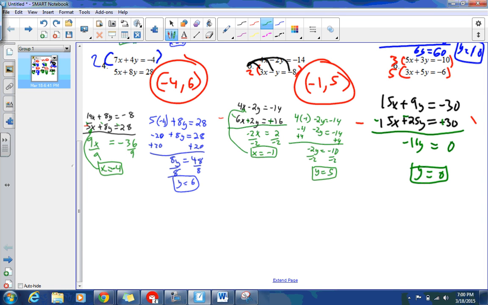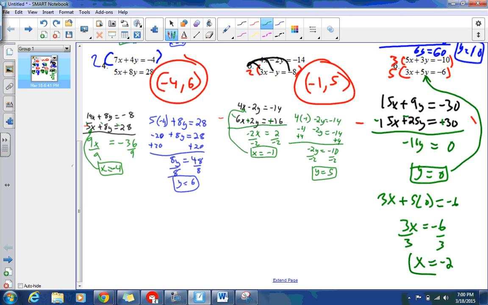And let's take that and plug it back into really either one. It's kind of nice when y is 0. Plug it in right there, and you will have 3x plus 5 times 0, which will be 0, equals negative 6. That's 0, so 3x equals negative 6. Divide both sides by 3. X equals negative 2. And our solution for this final one then would be the x of negative 2, the y of 0.